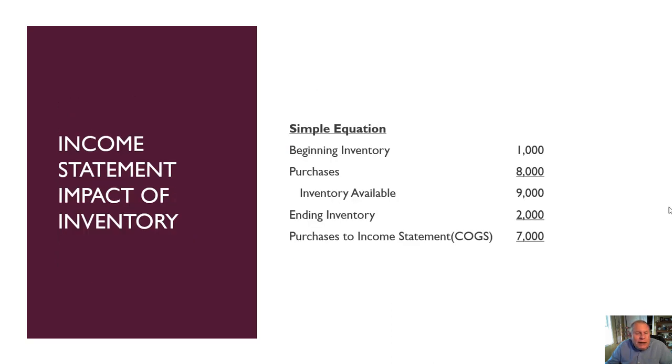Income statement impact of inventory. The simple equation: if you start out with $1,000, you have $8,000 in purchases, you have $9,000 available for inventory. And if you have an ending inventory of $2,000, the purchases that goes to cost of goods sold is $7,000. So our valuation comes in here and in here. So that's the flow that goes between the balance sheet and the income statement. Seeing that connection can help you better see things.